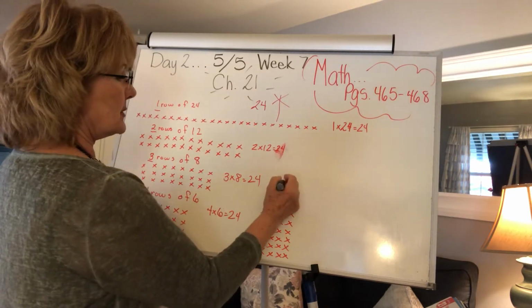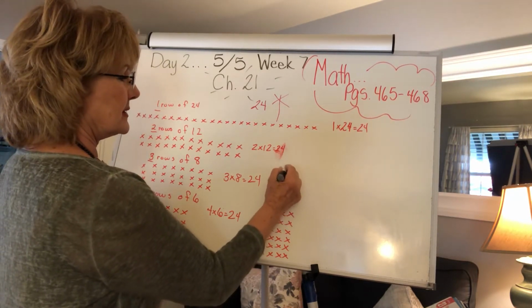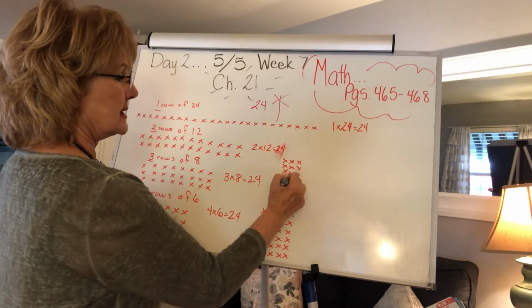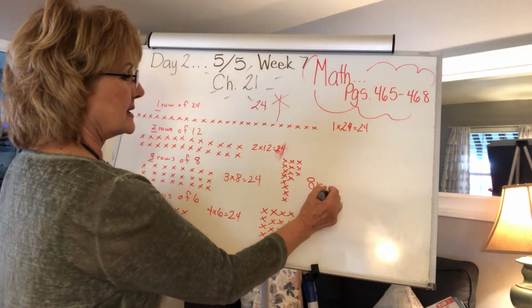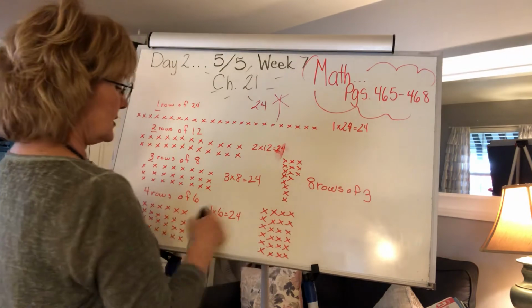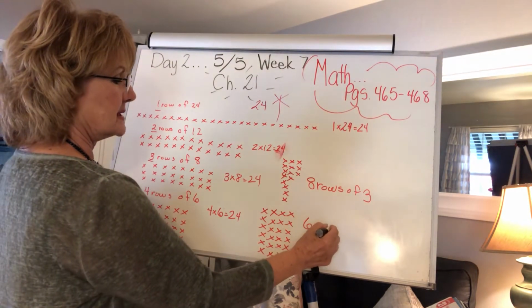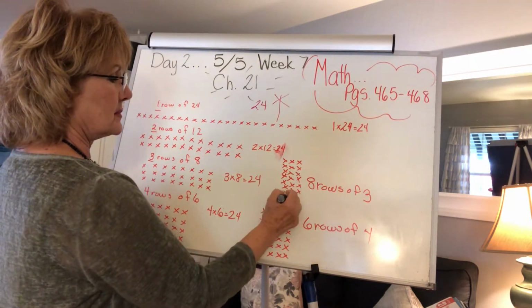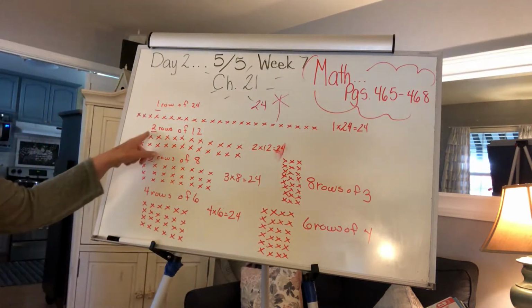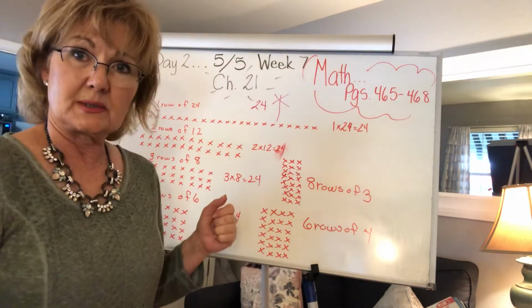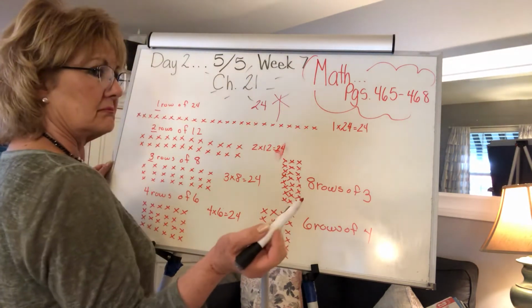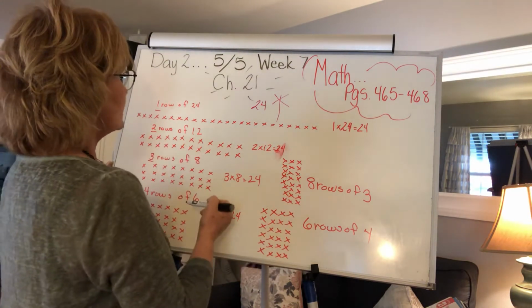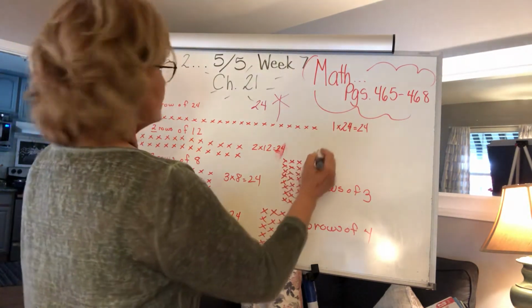Yeah, you can have 8 rows of 3, right? You can have 6 rows of 4. Can you have 12 rows of 2? Yes, you can. How about 9? Nope. 10, 20, 30, nope. 2 rows of 12. 11, nope. 12. You can have 12 rows.